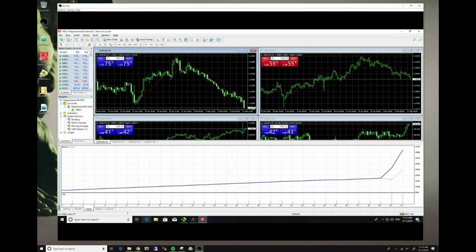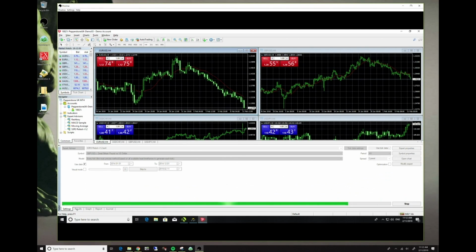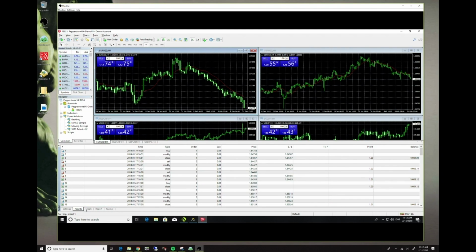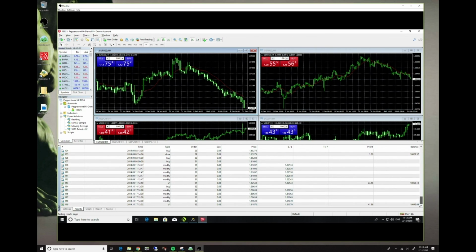And there we are. We're still climbing. The equity curve is still going up. And we should be just moments away from seeing the completion of this test, but it's looking better and better.